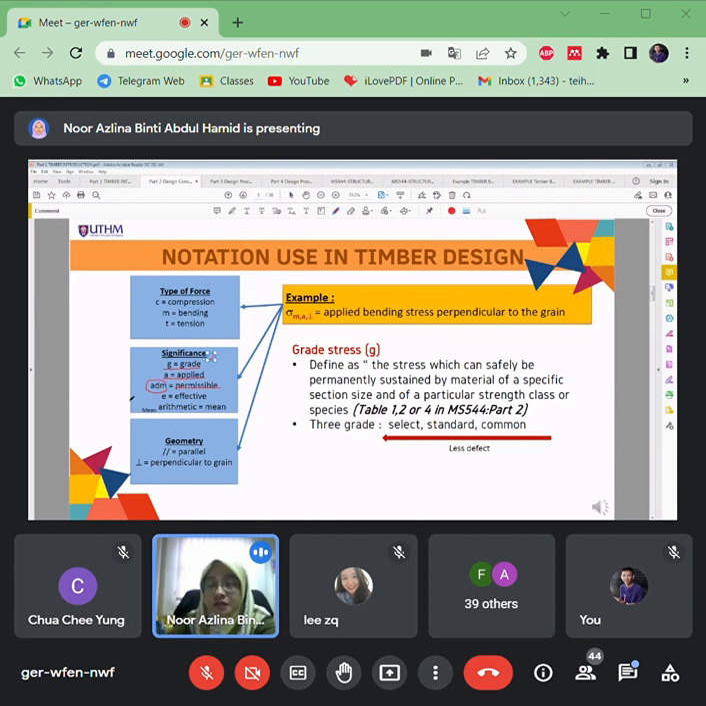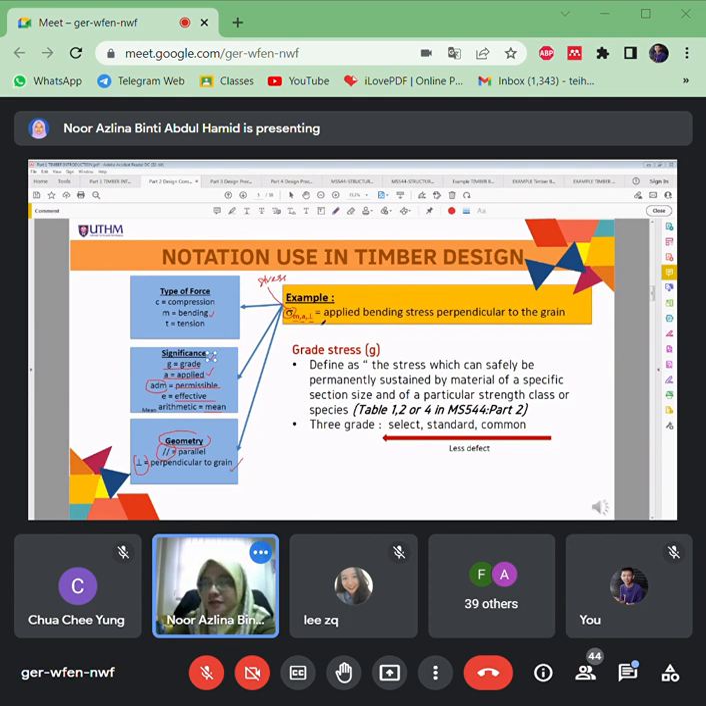The symbol for the permissible is ADM, and then effective E, which is for the mean. And then geometry: we have two directions, right? Is it parallel or perpendicular to the grain? So this is the symbol for parallel, while this is the symbol for perpendicular to grain. So once we list all these notations, these symbols are symbols for what? This is for the stress, right? So M here is the symbol for bending. A is the symbol for applied. These symbols are considered as perpendicular to grain.